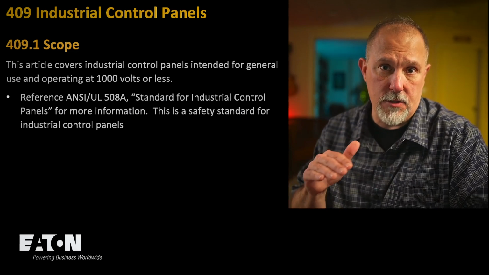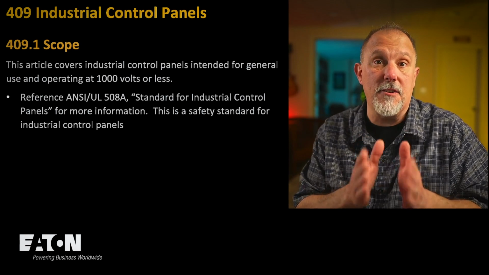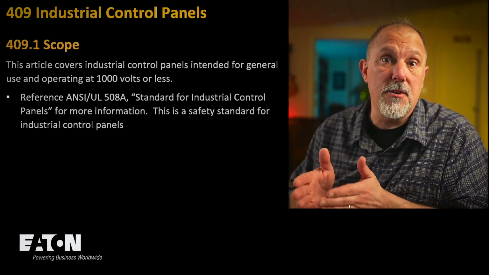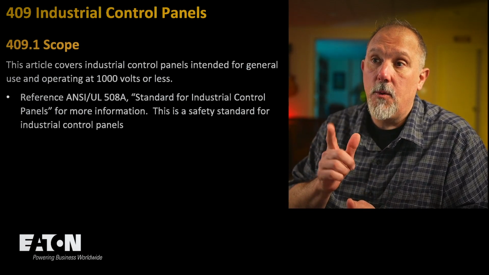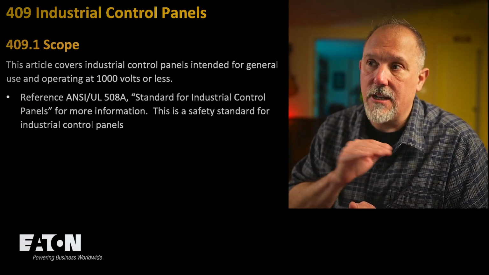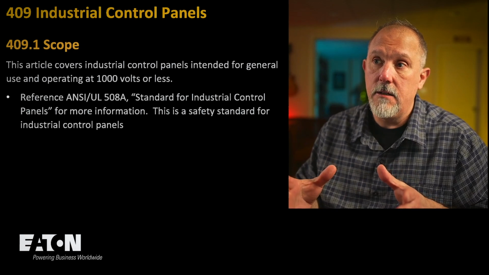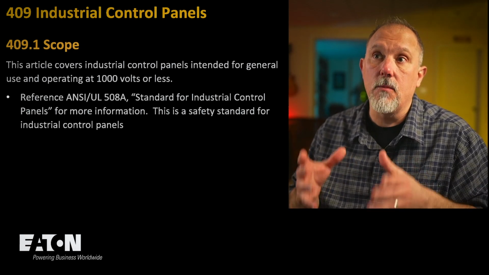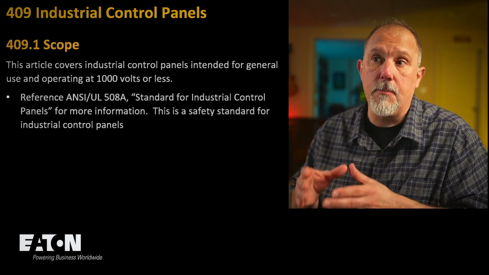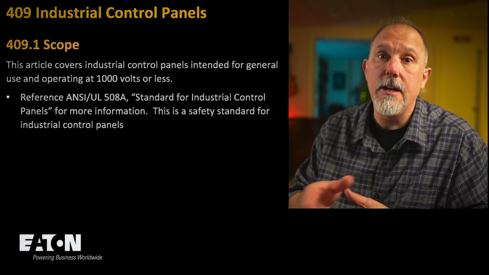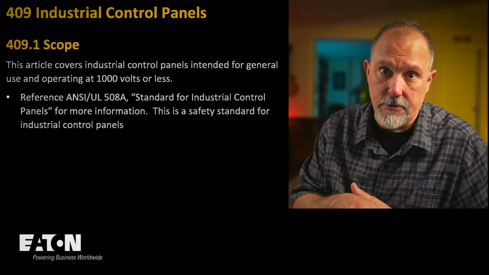So we know we have a voltage and we know we have industrial control panels, but we have to understand, what is an industrial control panel? Well, we do know that it's 1,000 volts or less, and that's AC or DC. It doesn't say AC only or anything like that. The requirements of Article 409 apply to 1,000 volts or less industrial control panels, AC or DC.